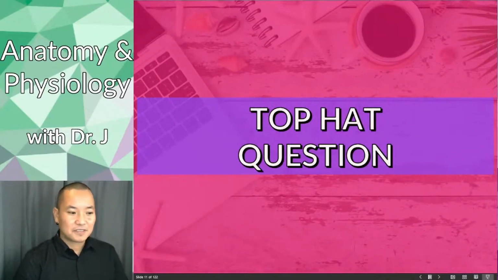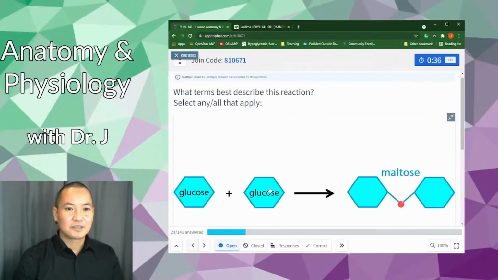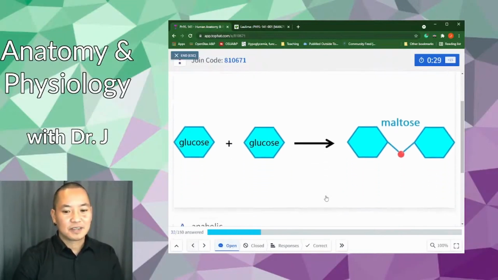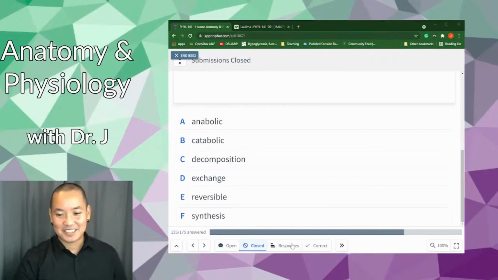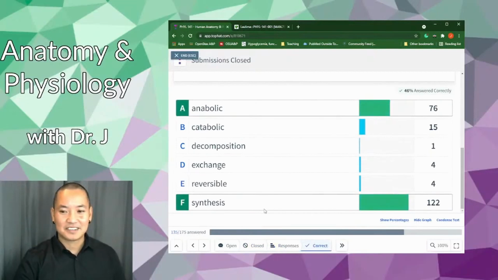Okay, so let's do our first question. Here we have a reaction. Glucose plus glucose are the reactant, and maltose is the product. What terms best describe this reaction? Let's see what people said and what the correct answers are. Well, these are the correct answers.